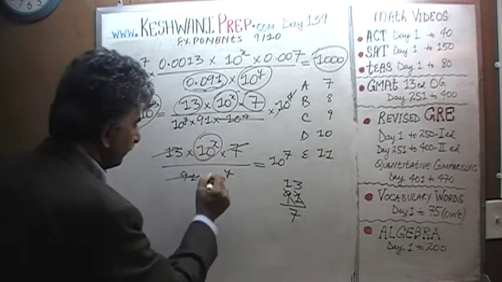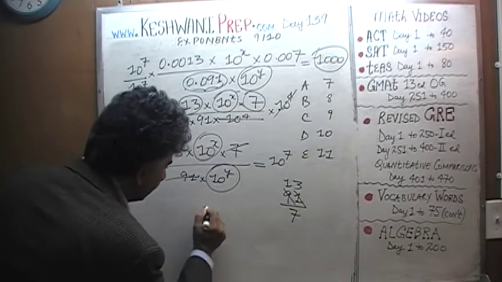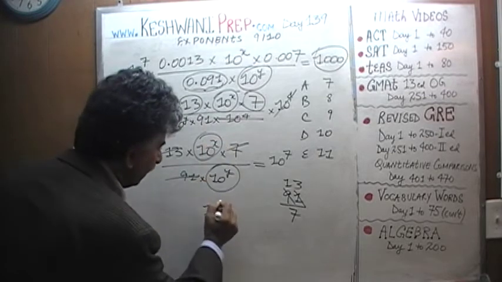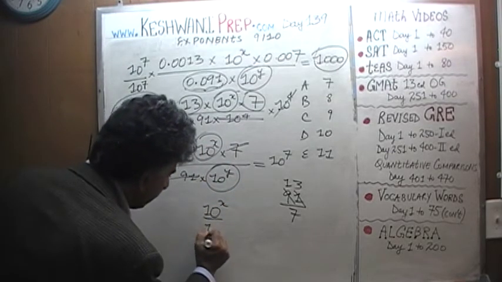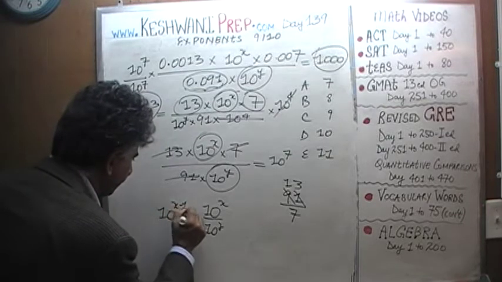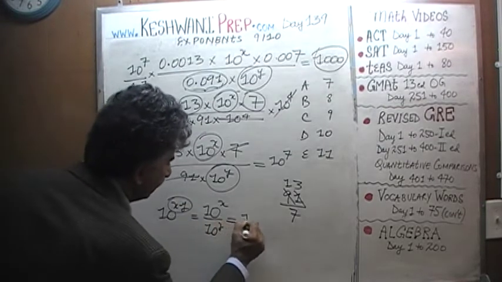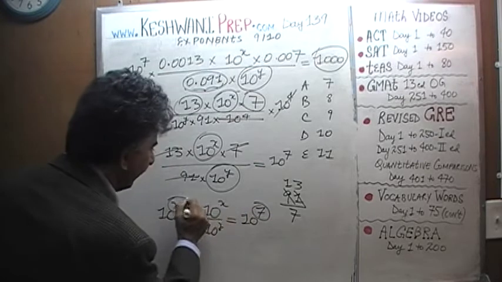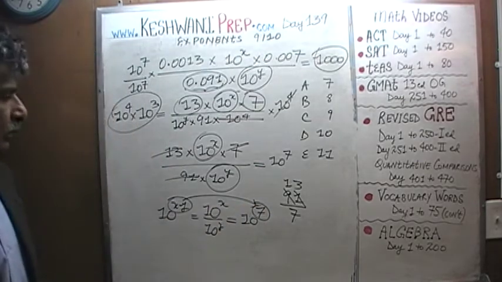We have 10 raised to x on the top, we have 10 raised to y on the bottom, so it's 10 raised to x over 10 raised to y, which is simply 10 raised to x minus y, and that has to equal 10 raised to 7. Voila, x minus y equals.